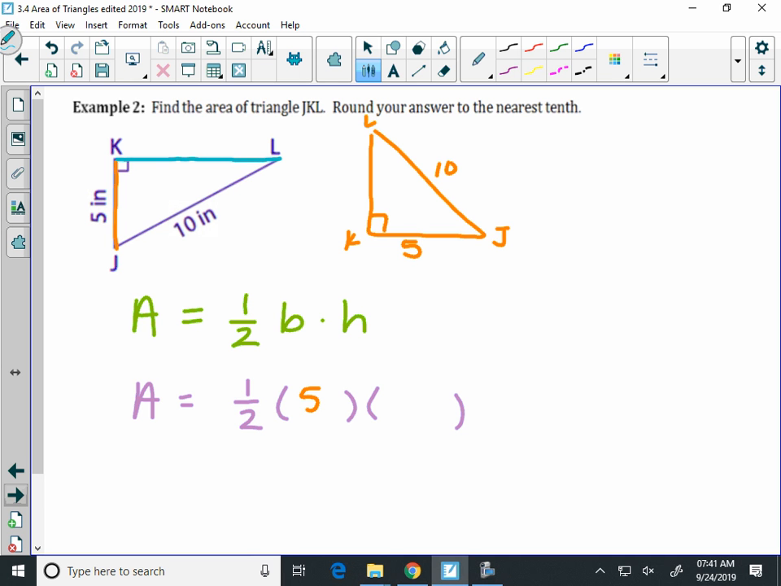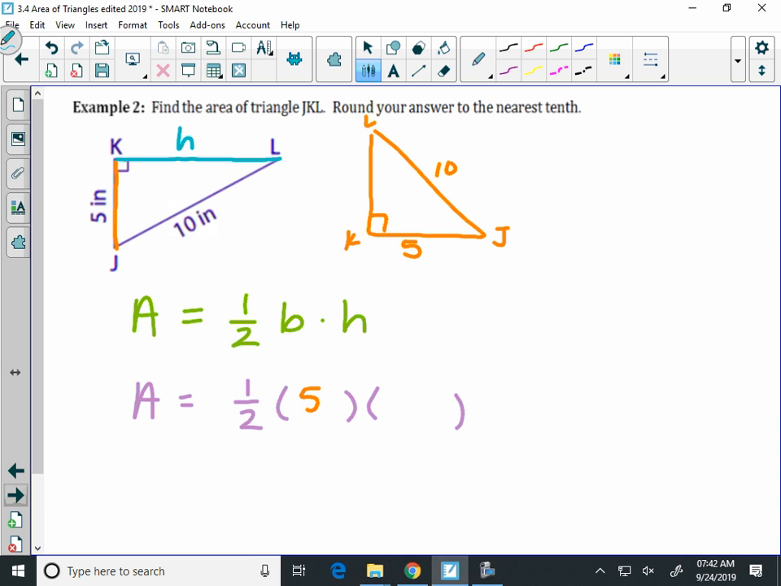What's the problem? It didn't give us our height, right? It's not 10. 10's the hypotenuse. We never use the hypotenuse for area. We only use the legs. So we don't know what our height is. Well, is there a way we can find our height? What type of triangle is this? The right triangle. Is there something we can use to help us find the missing side of that right triangle?